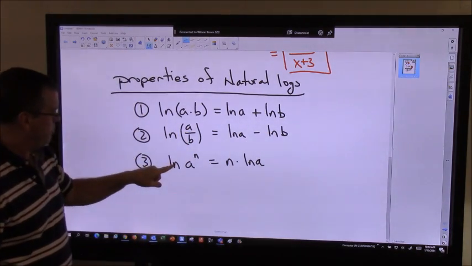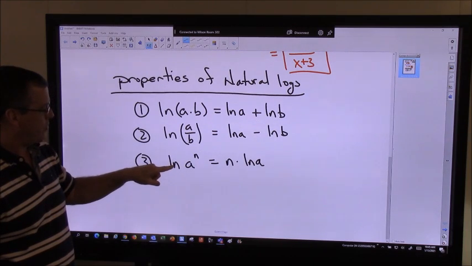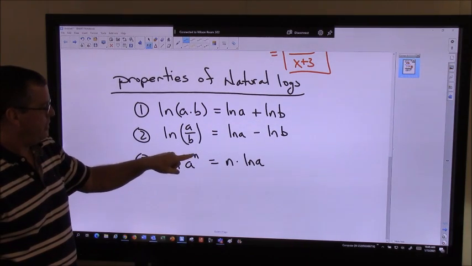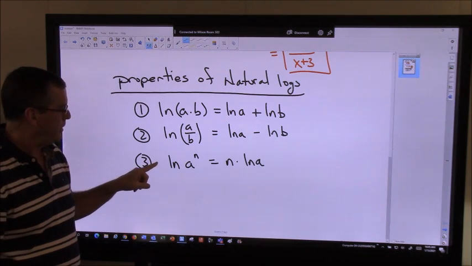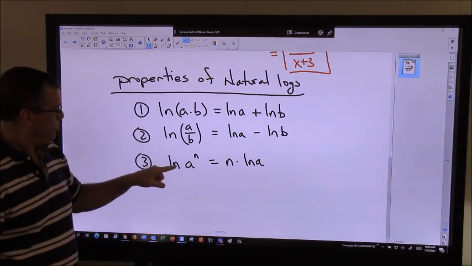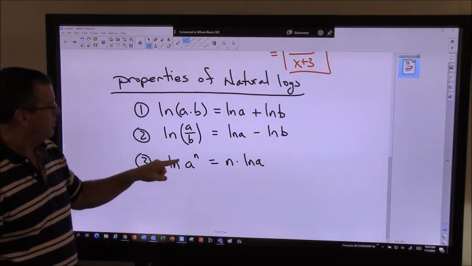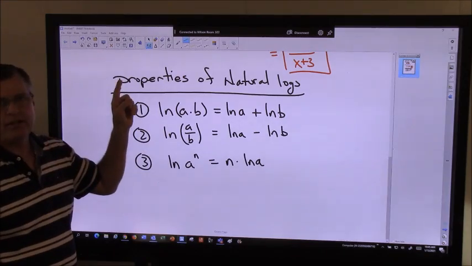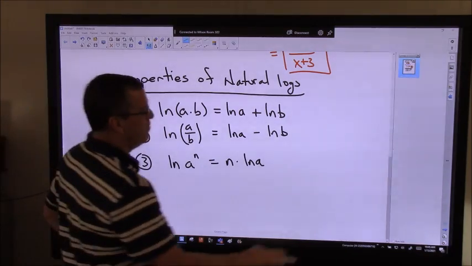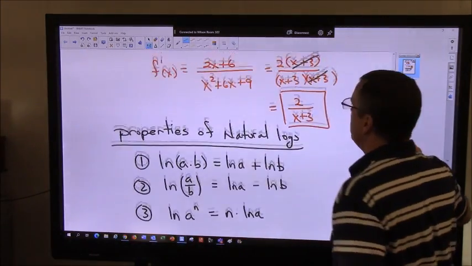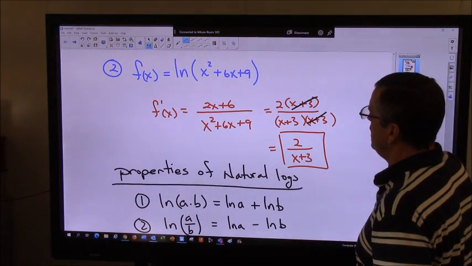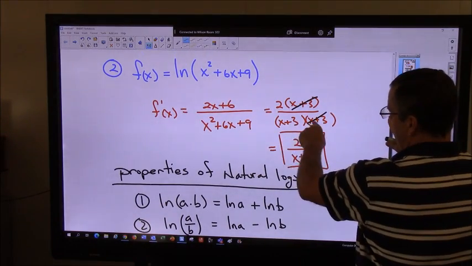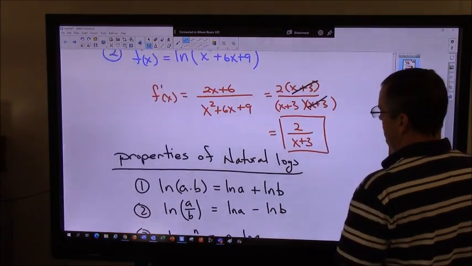And then probably most people remember this. If you have a log or natural log of something raised to an exponent, you can bring that exponent down in front. So I think this third rule actually could apply to that last problem. Let's take a look at it again. We're doing the derivative of x squared plus 6x plus 9. Well, what if I factor that and wrote it as x plus 3 squared?